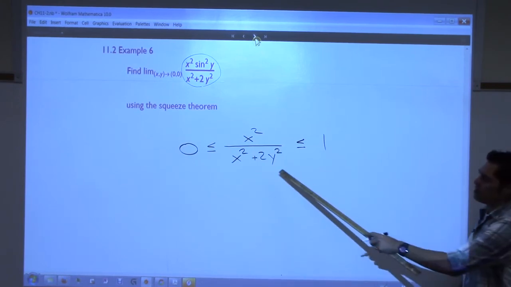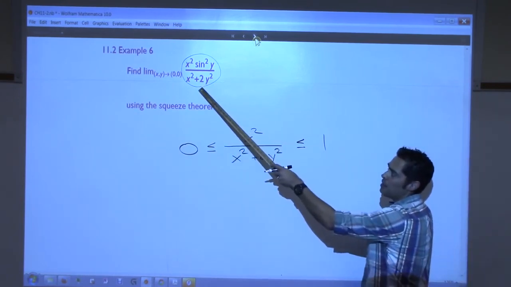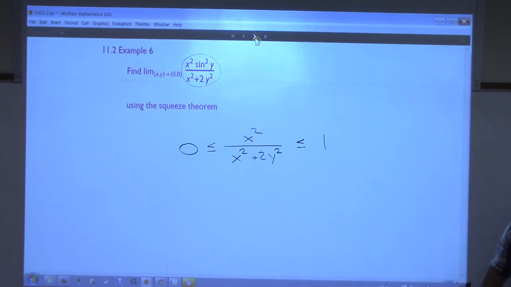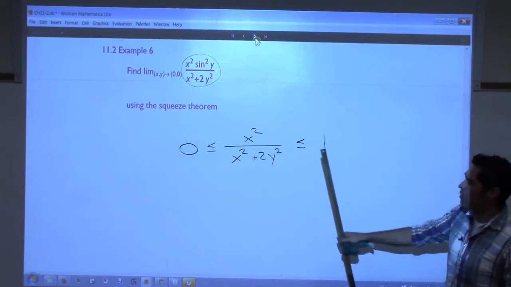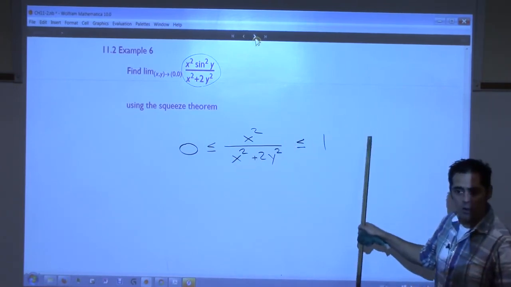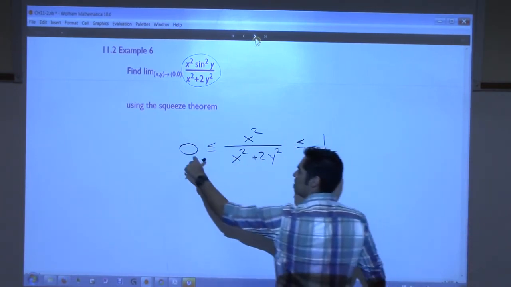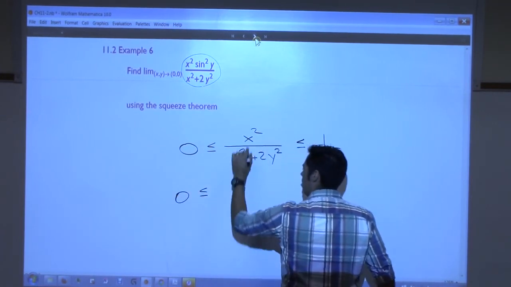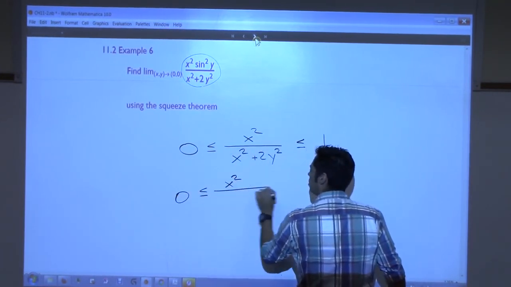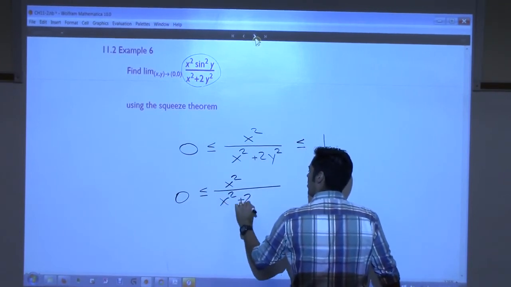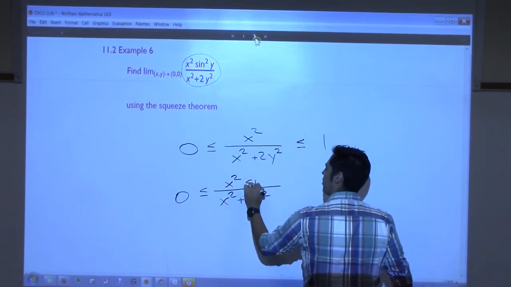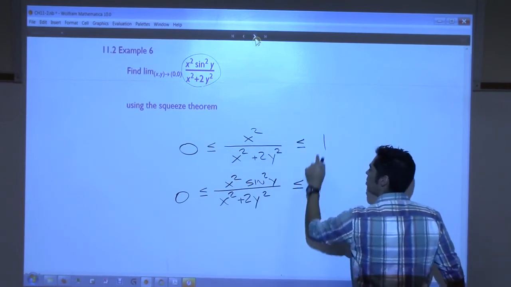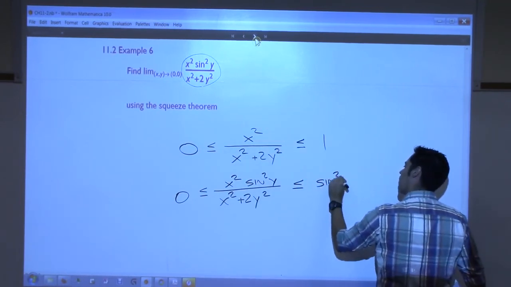Okay, so does everyone see that this piece in here is everything up there except the sine squared y? So what I'm going to do now is multiply each of these by sine squared y. So what's 0 times sine squared y? 0 is less than or equal to this times sine squared y, which is the thing I'm interested in, isn't it? Isn't that what I'm interested in? But that has to be less than or equal to 1 times sine squared y.